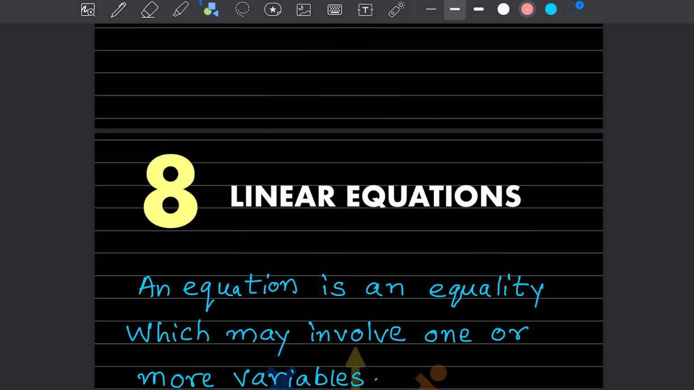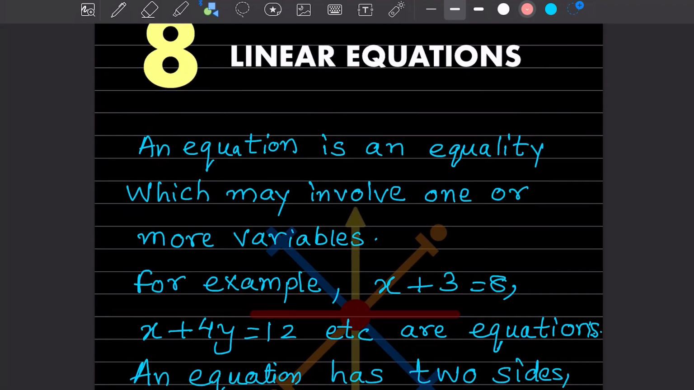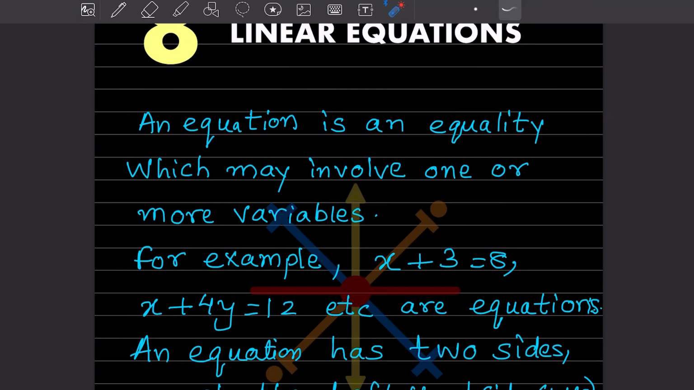First thing, linear equations. What is an equation? An equation is an equality which can involve one or more variables. Here is an example with only one variable: x plus 3 is equal to 8. This is one equation. In the next equation, you can see x and y, so these are two variables. Your equation can involve one or two variables. These are called equations.